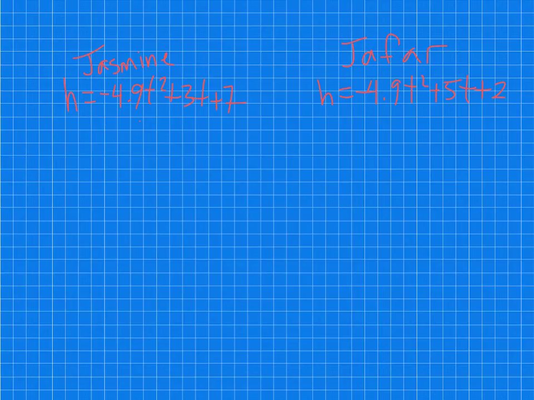Hey guys, here's the word problem for Spiral 12's review. This is about Jasmine and Jafar jumping off platforms and being modeled by an equation. Okay, first part asks, what does h equals 0 mean?